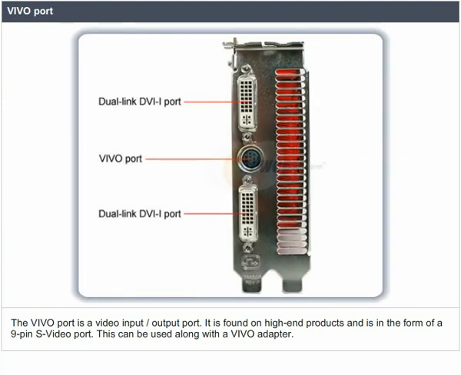VIVO port. The VIVO port is a video input-output port. It is found on high-end products and is in the form of a 9-pin S-video port. This can be used along with a VIVO adapter.